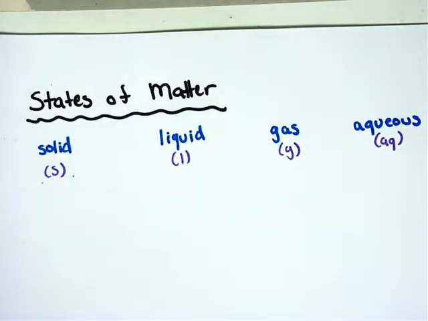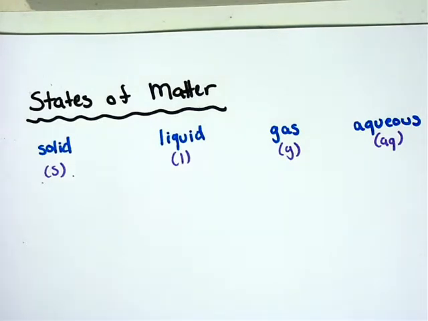And when we write out formulas, it's going to be important that we designate which we have. In other words, if it's S, L, G, or AQ, when you're doing a reaction like we've been doing, remember we balanced those reactions yesterday, we also need to include their state of matter. So let me show you how we're going to think about this.